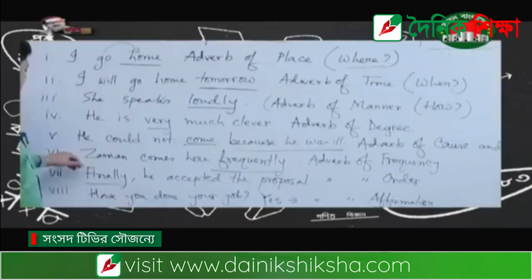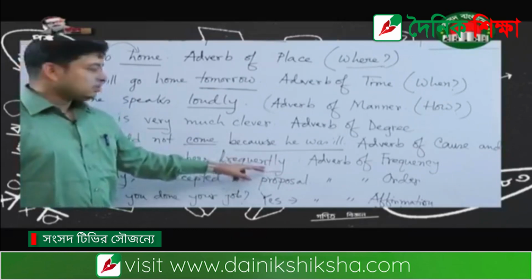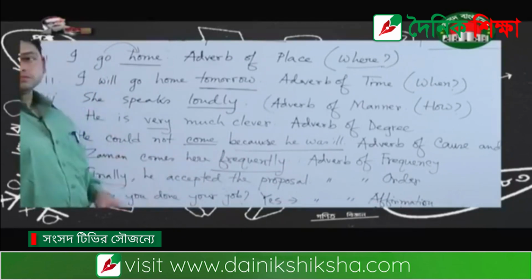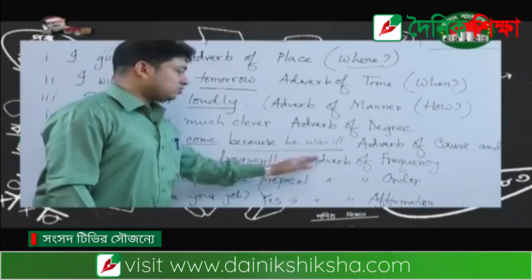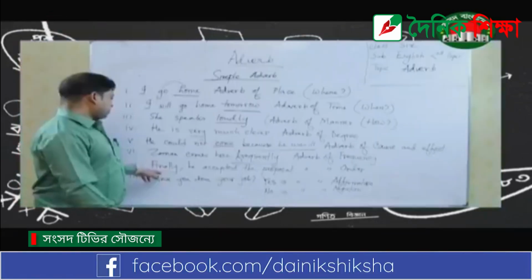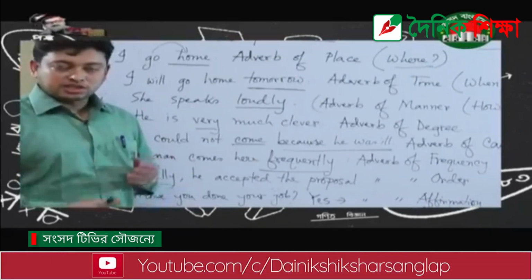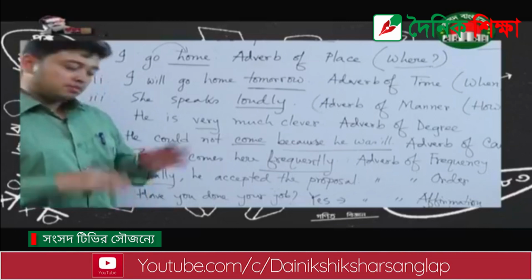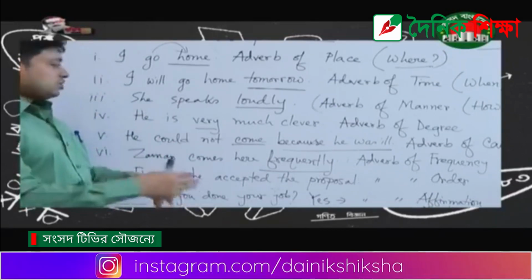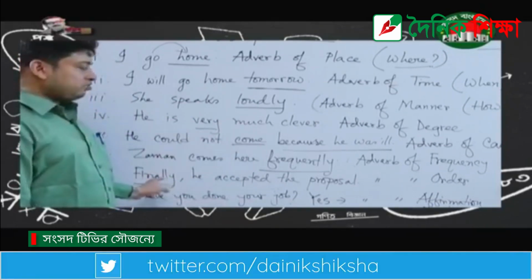Now the 6th, Jaman comes here frequently. How often does he come? We ask the question to the verb. So it gives the answer frequently. So it is adverb of frequency. Repeatedly is coming. Then finally he accepted the proposal. That means I have given the proposal first time, second time, third time, but at last finally he accepted the proposal. That means it is talking about an order, first, second, third, and the last is finally. So finally is an adverb of order.